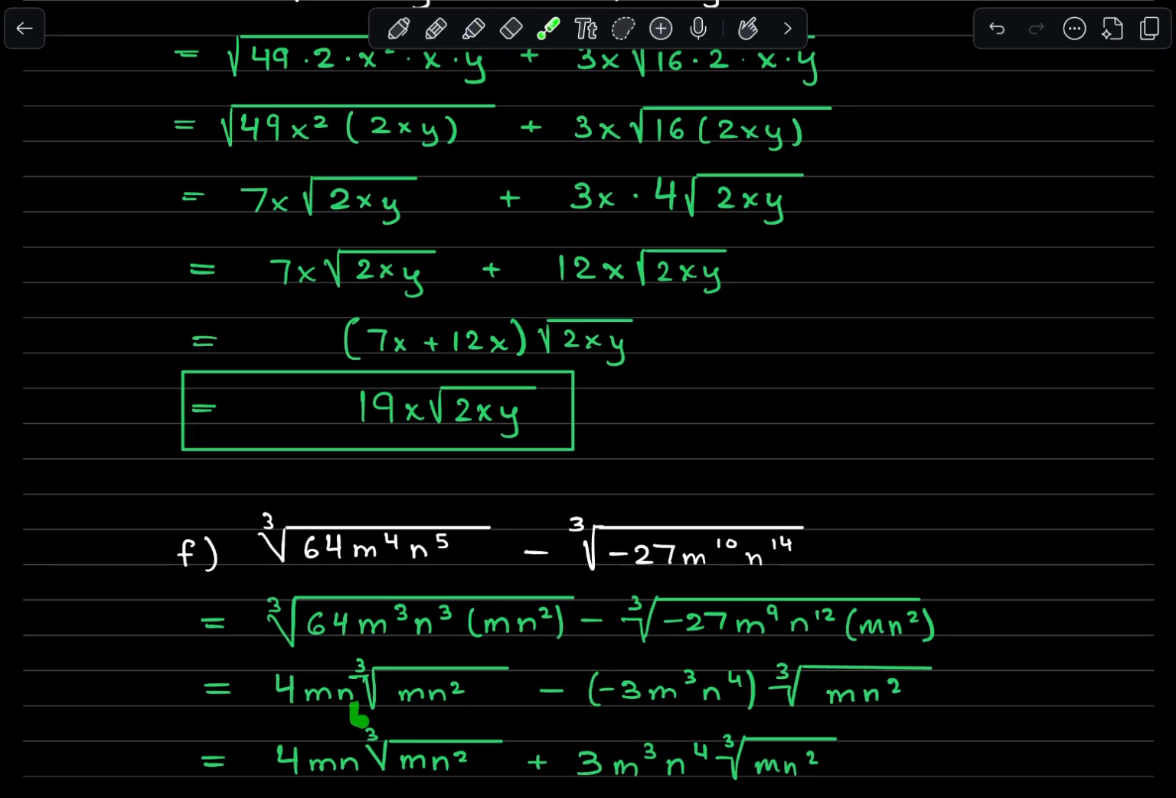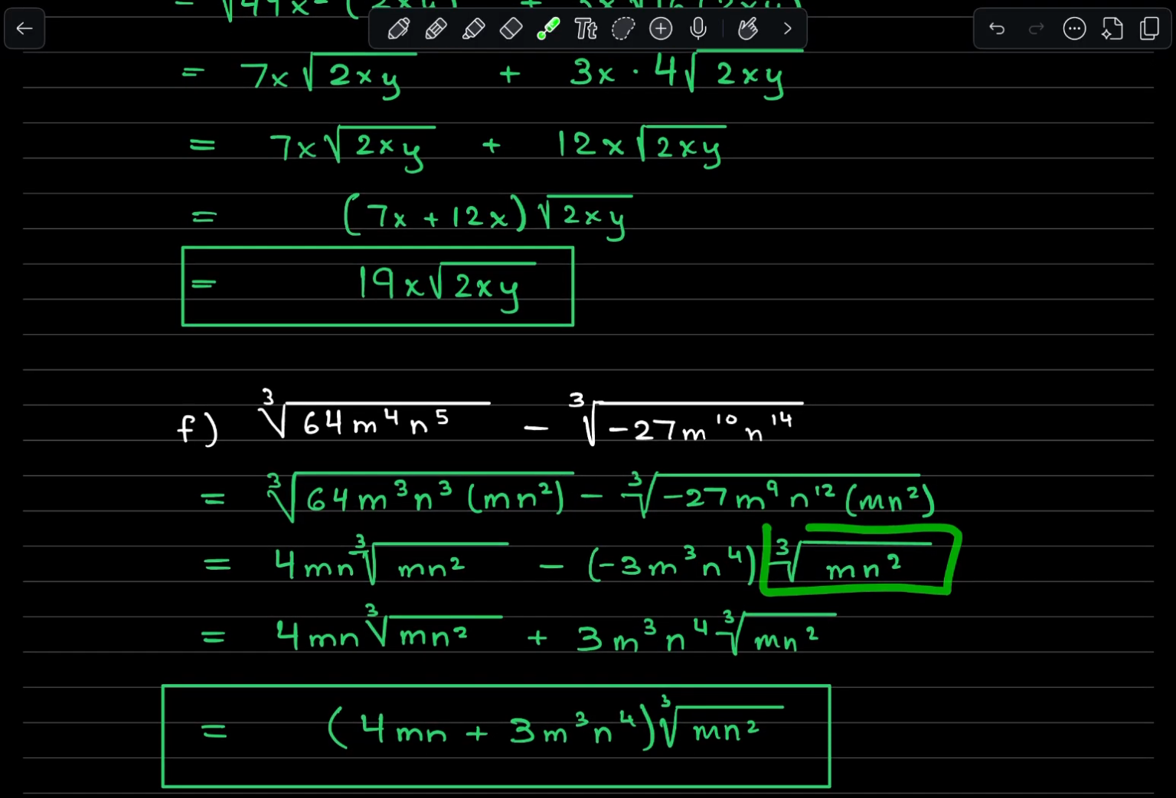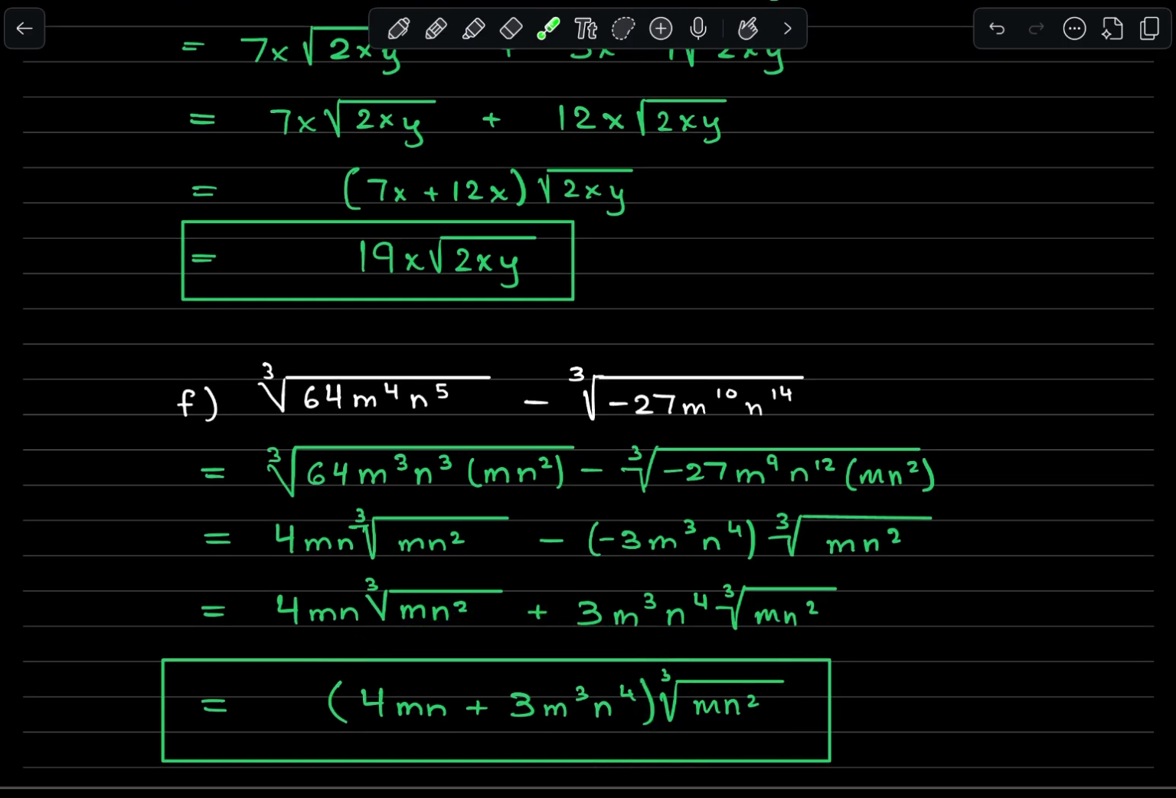And conveniently, again, we see the same thing. We have the cube root of mn squared here, the cube root of mn squared here. And it's the same thing. We're going to be able to group these two terms together. In other words, you're factoring this whole thing out. You could write that up front if you like. You can write it back here. It's fine. It means the same thing. Okay? So as long as everything else is in the set of parentheses. So we've got the parentheses 4mn plus 3m cubed n to the 4th, all of it times the cube root of mn squared.